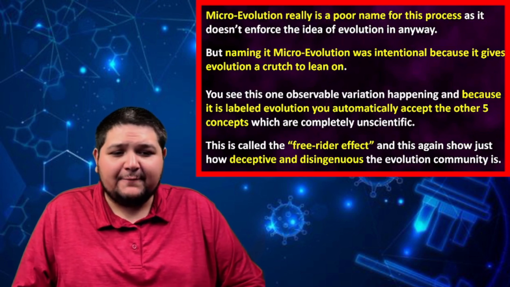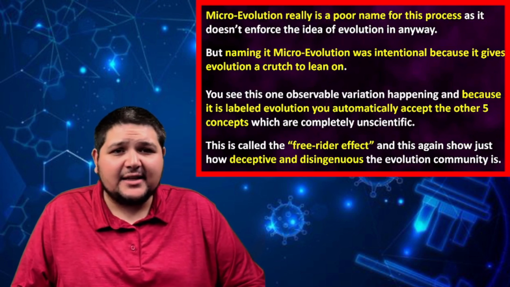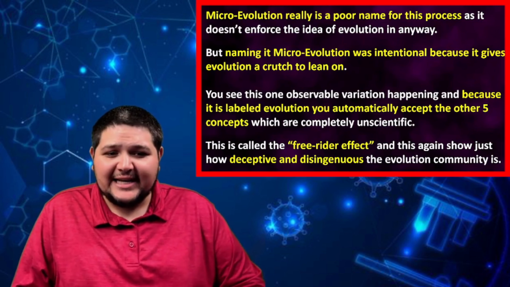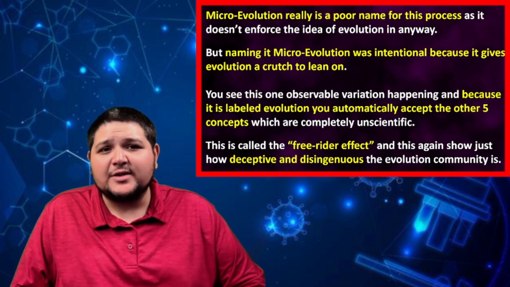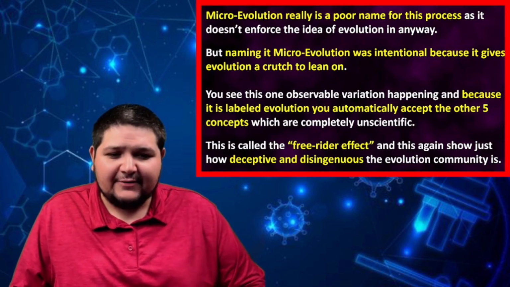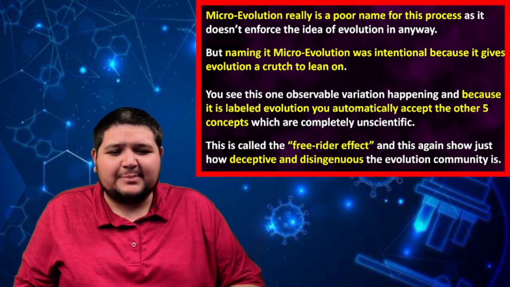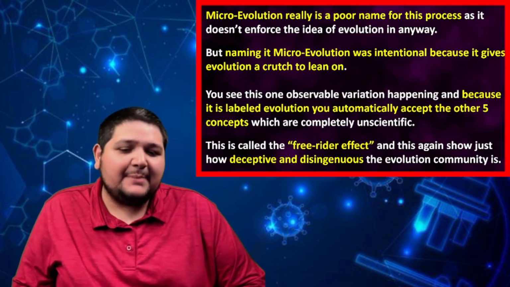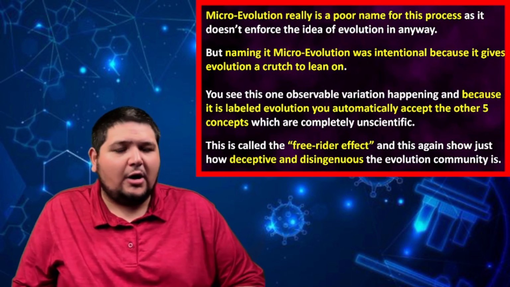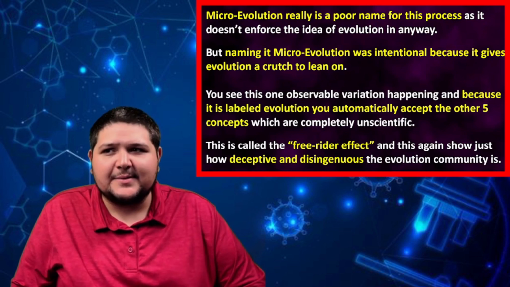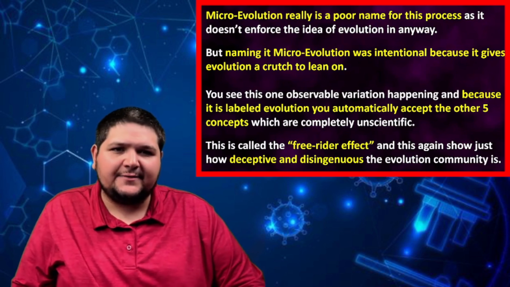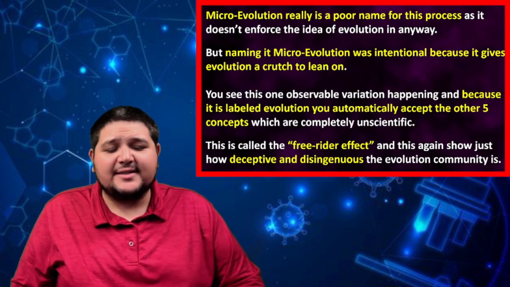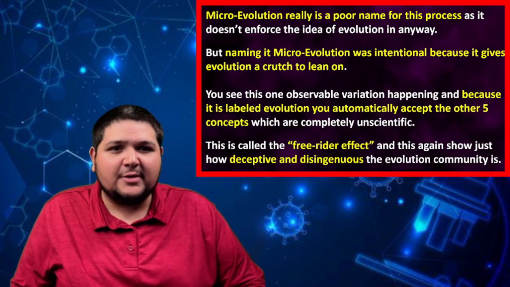Microevolution really is a poor name for this process, as it doesn't enforce the idea of evolution in any way, shape, or form. But they intentionally named it microevolution because it allows the other 5 stages to have a crutch to lean on. The best way to explain this is that you see this one observable variation happening, and because it is labeled evolution, you automatically accept the other 5 concepts even though they are completely unscientific. This is called the free rider effect, and it again shows just how deceptive and disingenuous the evolution community is.